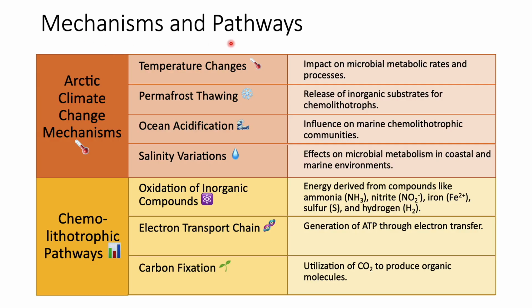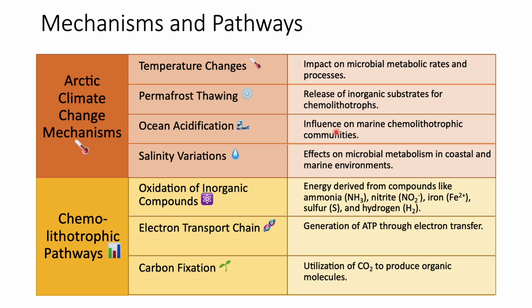So how do we study all these things? Here are some of the mechanisms and the pathways by which we can understand. The Arctic climate change mechanisms include temperature change, permafrost thawing, ocean acidification and salinity variation. These are all the four climate stressors we have seen. They are the same thing. So the temperature change impacts the microbial metabolic rate and process. So that means if it is very cold, the species reduce the metabolic rates. And the permafrost thawing releases inorganic substances for chemolithotroph. So that is really a good one.